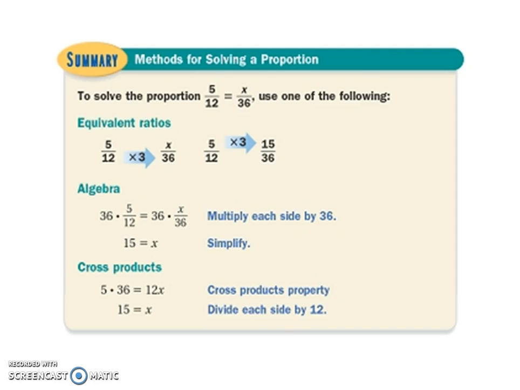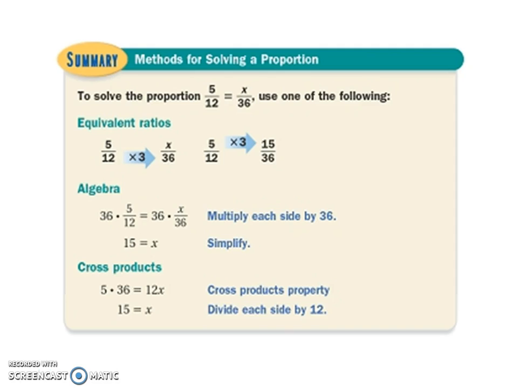So this is kind of a summary of the ways that we have learned to solve a proportion. In this example, we have 5/12 equal to x over 36. The first strategy is to use equivalent ratios. And that's kind of the easiest one, is that we realize, oh, 12 times 3 gives me 36. So then I can multiply my numerator by 3 to get 15. So x equals 15. The second strategy is to use algebra, which means that we think about multiplying both sides of the equation by 36.